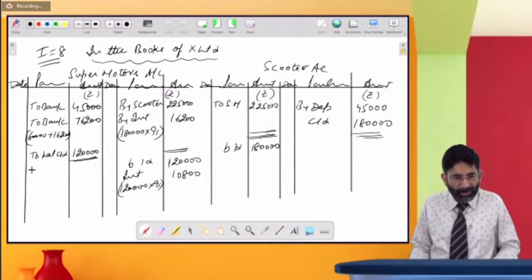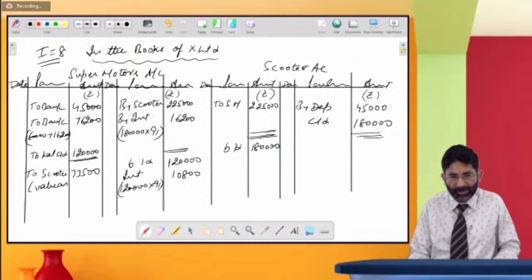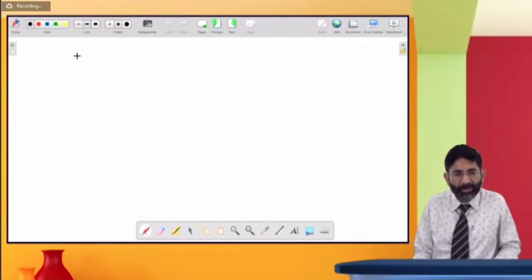It will be by... it will be to asset, to scooter account. He has taken over the scooter for how much value? For 73,500. This is the value as per vendor, which we have already discussed. I will pass a journal entry for you also, that will be easy for you to understand. First of all, pass a journal entry.